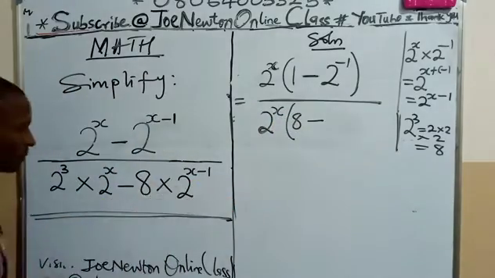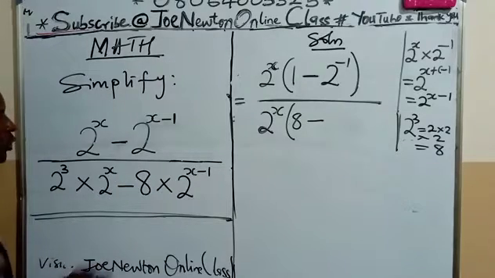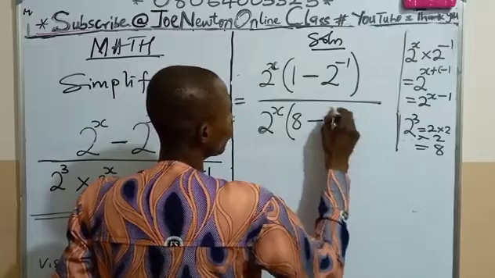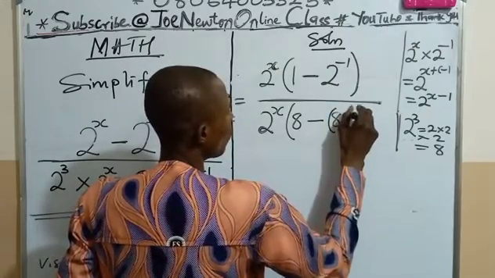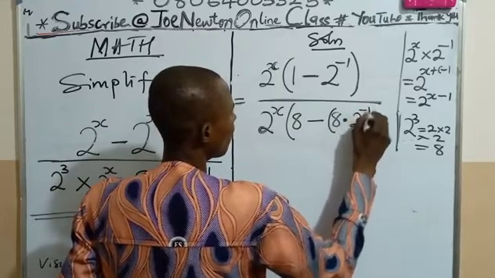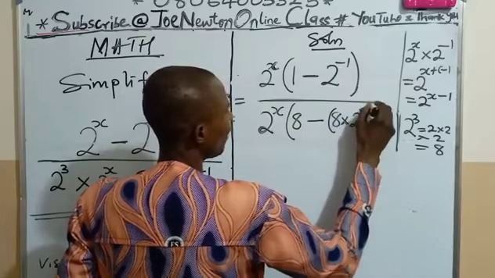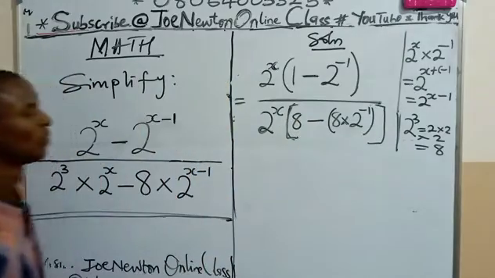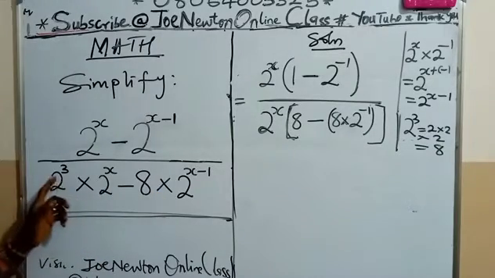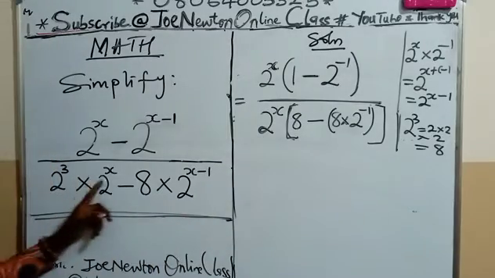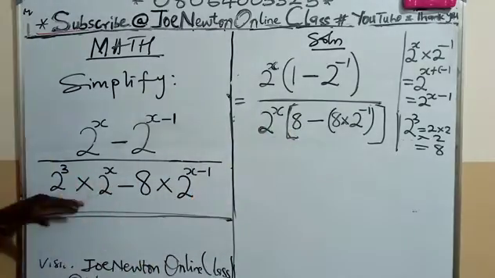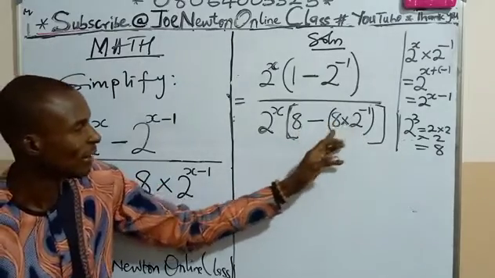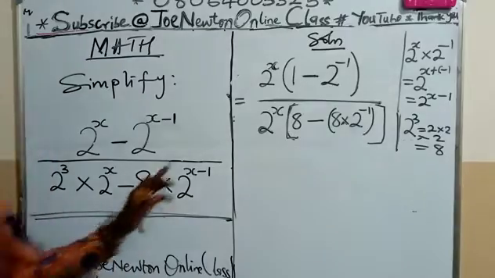Minus, come to this side, factorize here by 2 raised to the power x. So you have here 8 minus, let's say 8 times 2 raised to the power minus 1. This is what you have. I just want to make clarifications. So when you treat this, this is what you are going to have. Because 2 raised to the power 3 is 8. And 2 raised to the power x times this will give you this one. Then we come to this side. I have 2 raised to the power x here, times this. You have to simplify this. So what I'm left with is 8 times 2 raised to the power minus 1.